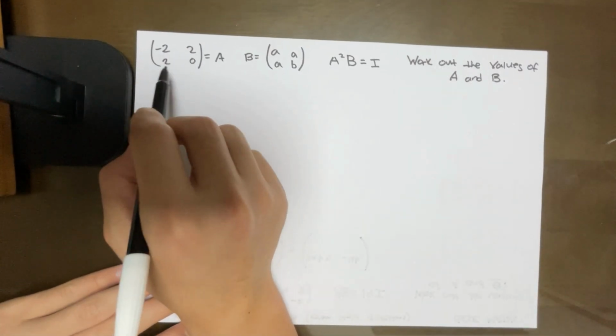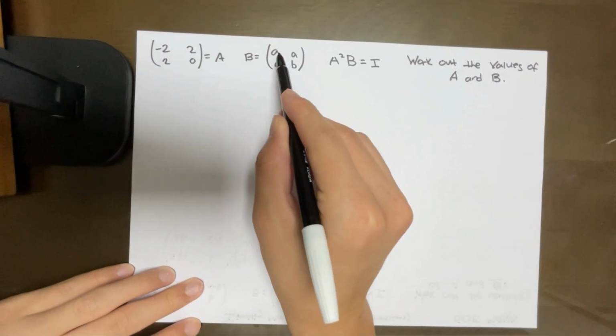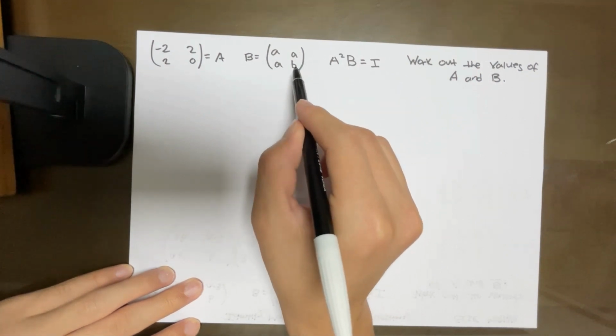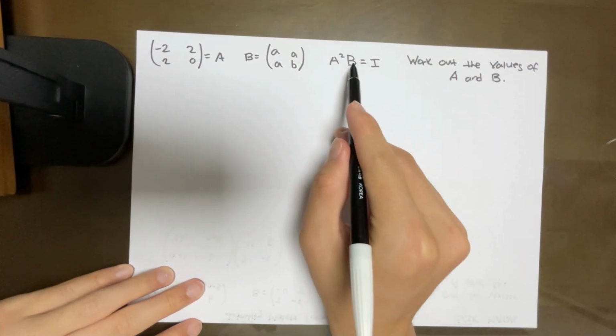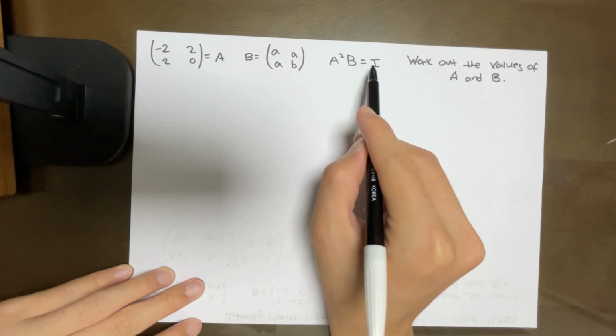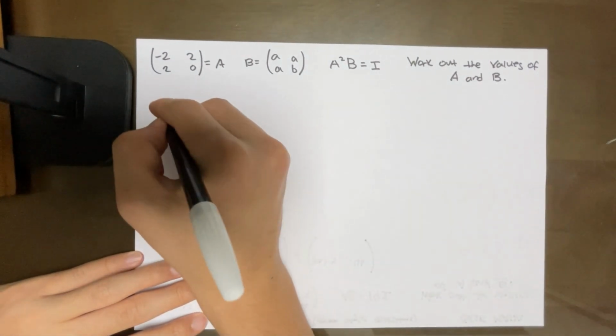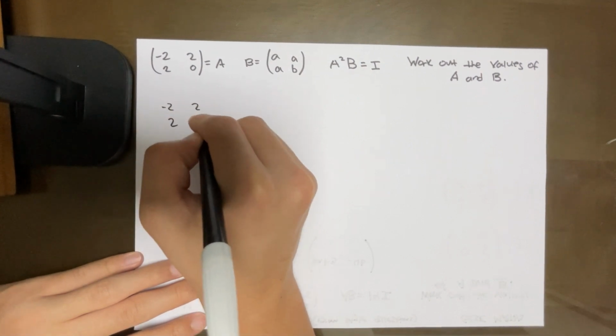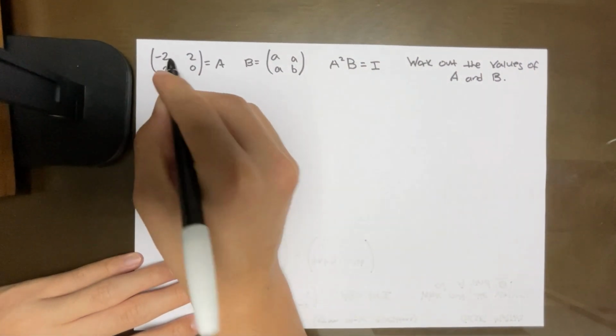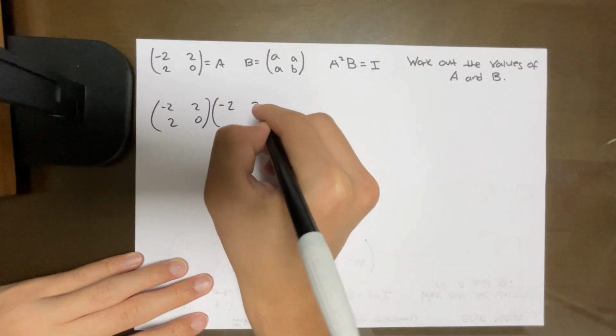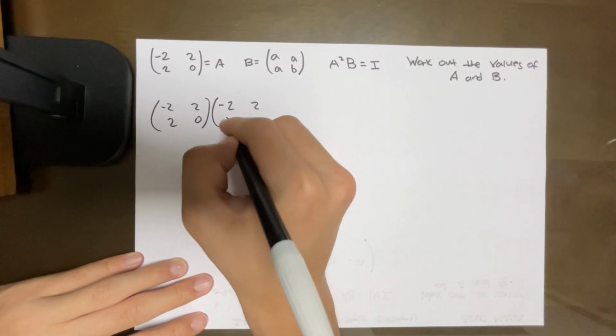Now the next question: the matrix (-2, 2; 2, 0) is A, and B is (a, b). A squared multiplied by B gives us I, which is the identity matrix. Work out the values of a and b. First of all, let's do A squared, (-2, 2; 2, 0). Remember, for squaring, we can't just square the numbers inside, we have to actually square it by multiplying it. Made a bit of a mistake there.